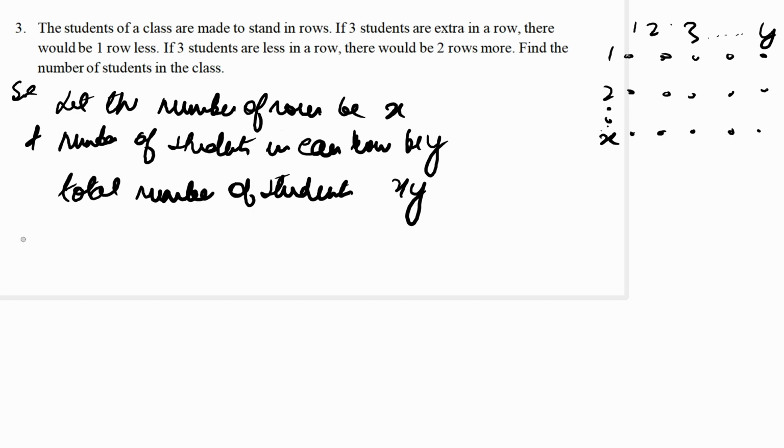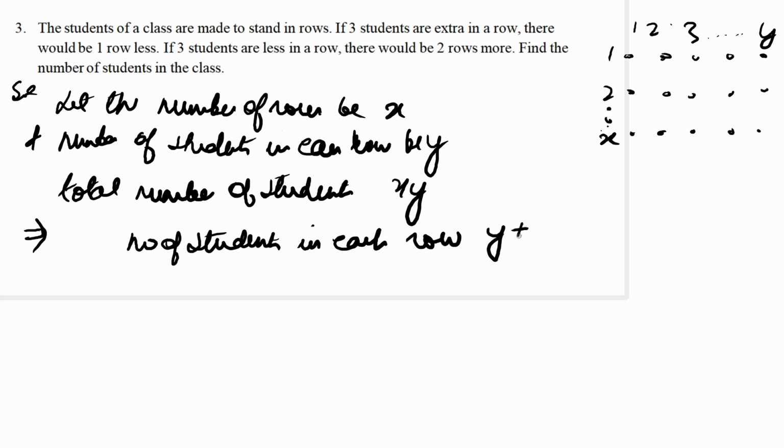Now let's look at condition 1. Okay, condition 1, what does it say? If 3 students are extra in each row, so number of students in each row is y plus 3. If 3 students are extra in each row, there would be one less row. So number of rows will be one less row, x minus 1. So total students will be what?